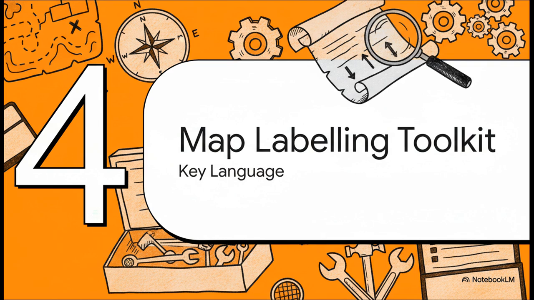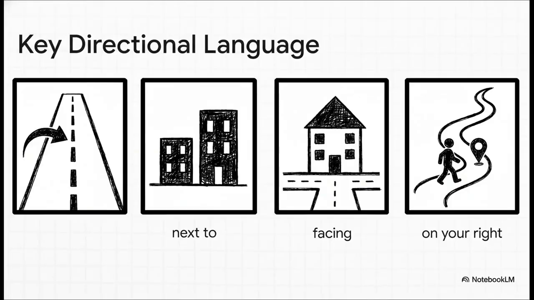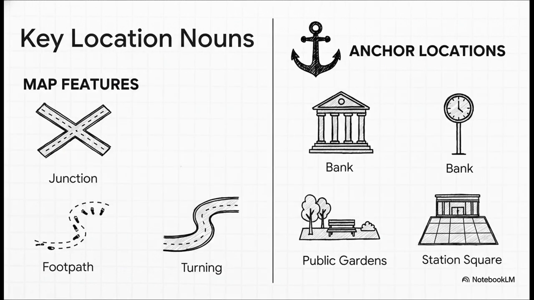Before we finish, let's quickly recap the key language that helped us get there. You can think of this as your essential map labeling toolkit. These prepositions and directional phrases, they're the absolute building blocks for any map task. Being able to quickly hear and understand words like next to, facing, or on your right is what makes all the difference. And of course, don't forget the nouns that describe the features on the map. You know, words like junction and footpath tell you about the layout. And those named places, like the bank or the public gardens, those are your crucial anchors. They're the starting points that help you find everything else.